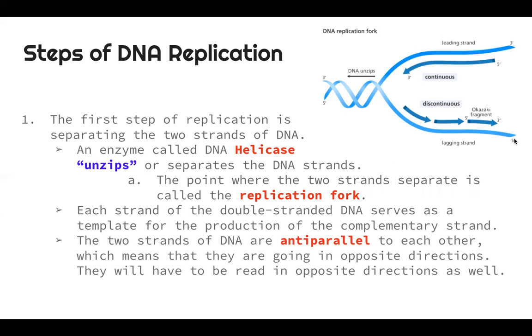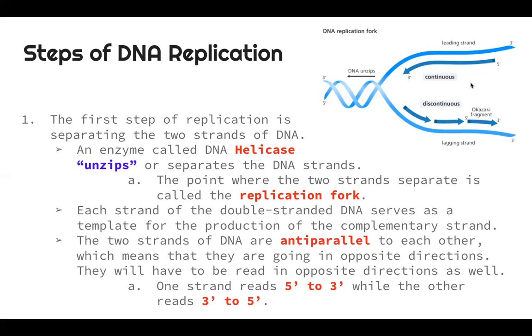So we talked about how one strand goes from 5' to 3' and the other strand goes from 3' to 5'. Even though they're parallel, they're running in opposite directions. So we actually call that anti-parallel. One goes from 5 to 3, the other goes from 3 to 5.